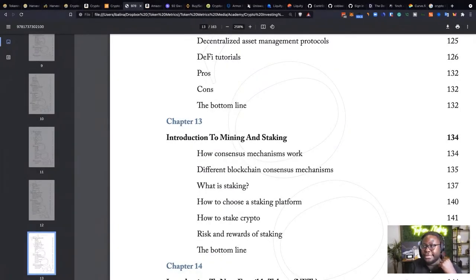Introduction to mining and staking. So what is mining and staking? Mining, like Bitcoin mining, is the process of creating a new coin through calculating a very complex mathematical problem using your computer, right?